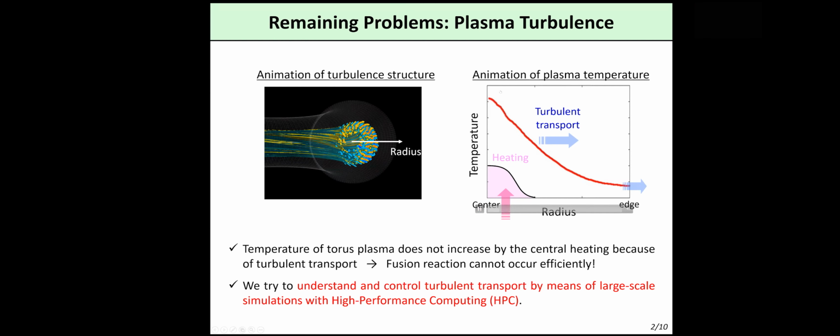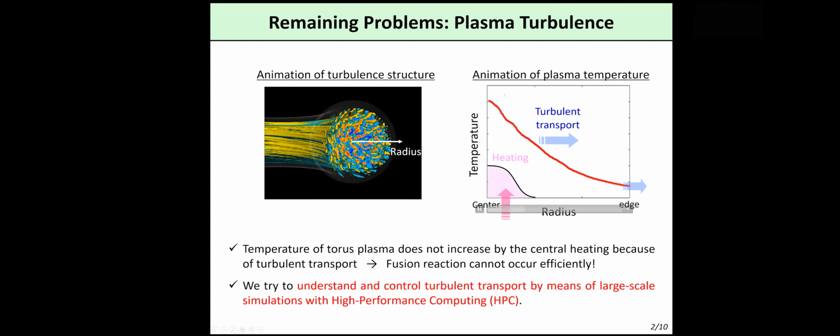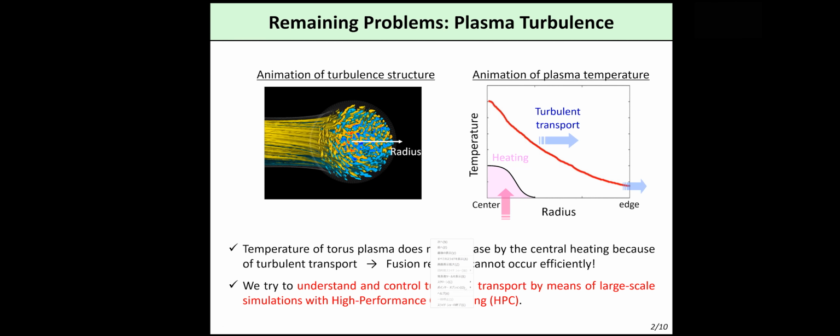First, initially temperature increases, but once turbulence is formed, the plasma temperature does not increase anymore because turbulent transport takes place, which converts the heat to outside. So how to control this transport process is a very important issue, and we try to understand and control turbulent transport by means of large-scale simulations with high-performance computing.